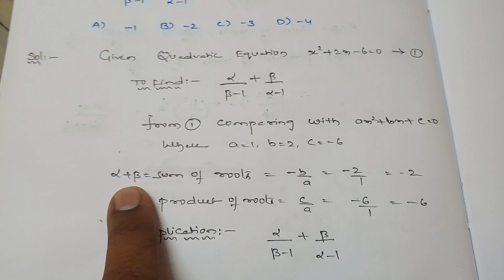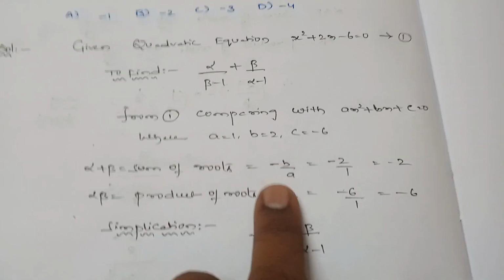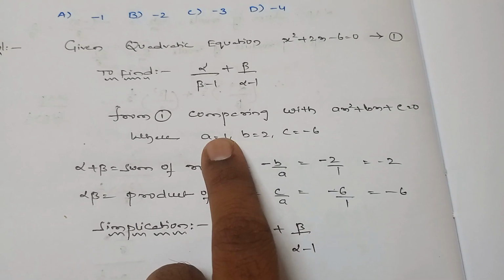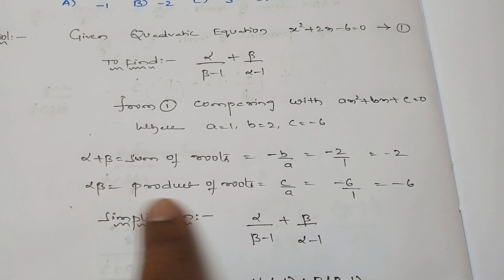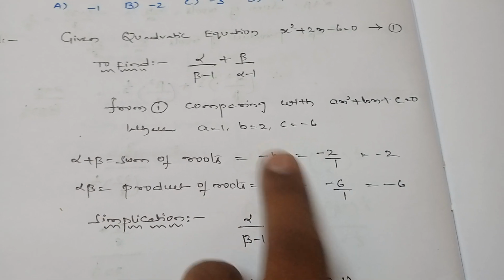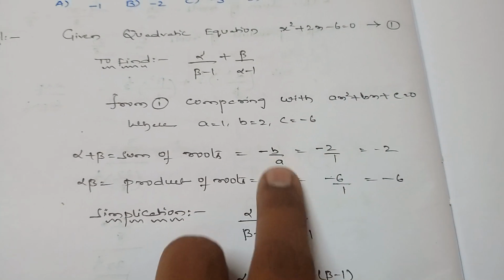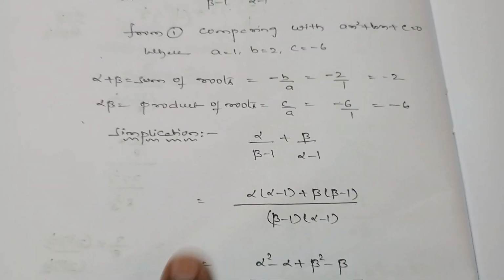Alpha plus beta is nothing but the sum of the roots. The formula is minus b by a, we get minus 2 by 1, and the product of the roots is alpha beta, we get c by a, that is minus 6 by 1, that equals minus 6. This one you keep aside. Then we need to simplify this one.